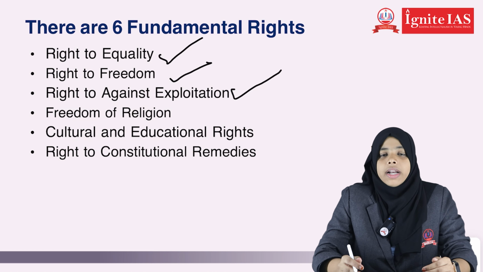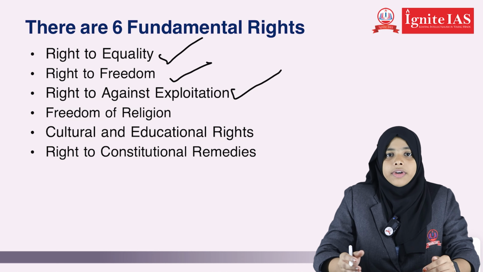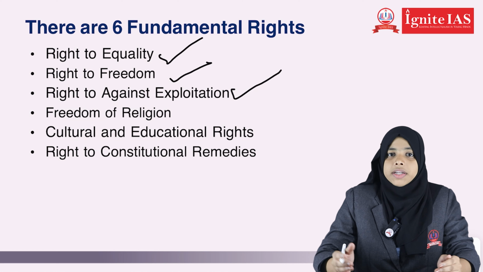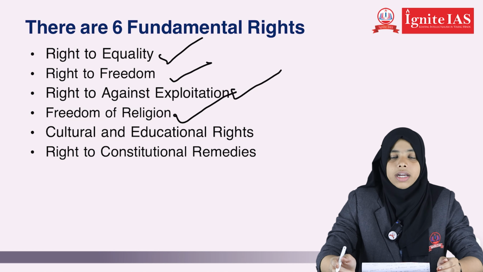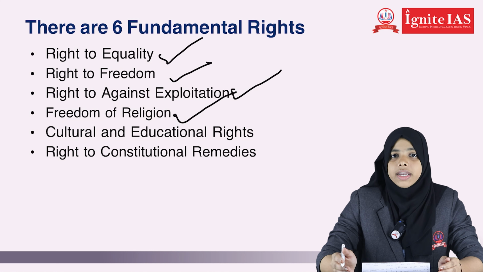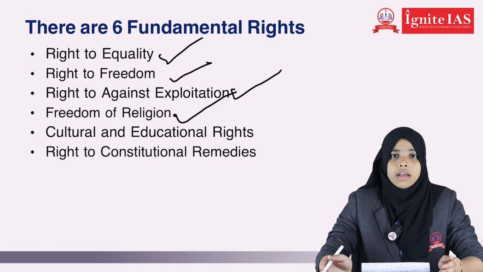Next, right to freedom of religion from Article 25 to 28. It gives the right to freedom of conscience, free profession and propagation of religion. Next, cultural and educational rights from Article 29 to 30. It allows any section of citizens to conserve their culture and language, and gives minorities the right to establish and administer educational institutions of their own choice.